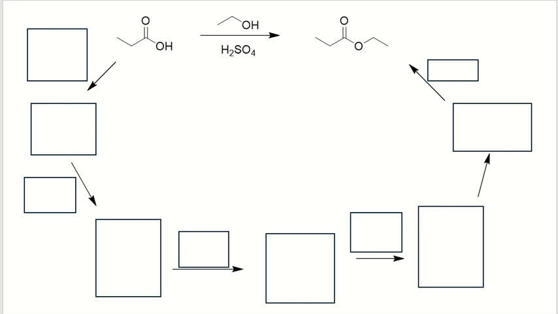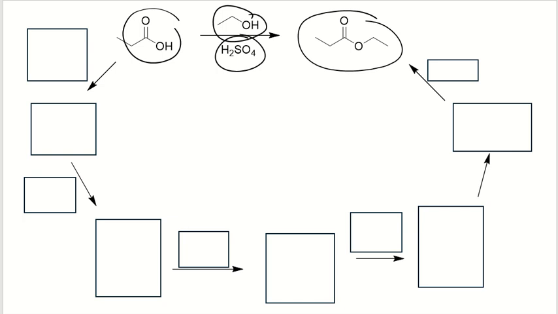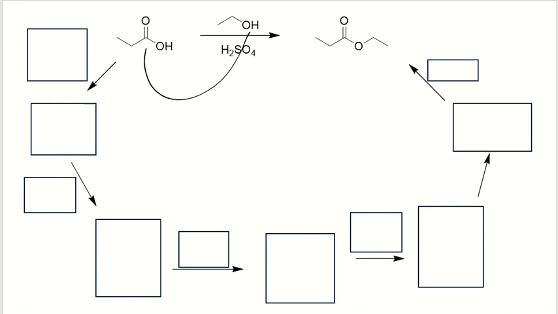So we're going to look at the Fischer esterification. A Fischer esterification is when you start with a carboxylic acid and you add an alcohol in the presence of acid to get the corresponding ester. Now, keep in mind that the alcohol is a weak nucleophile, so it won't readily attack our carboxylic acid.